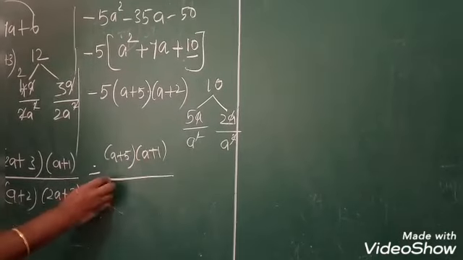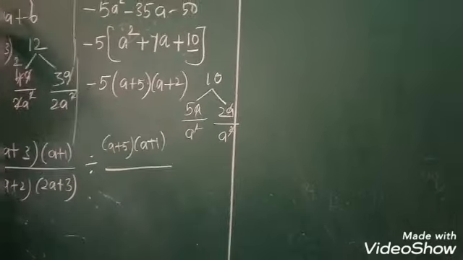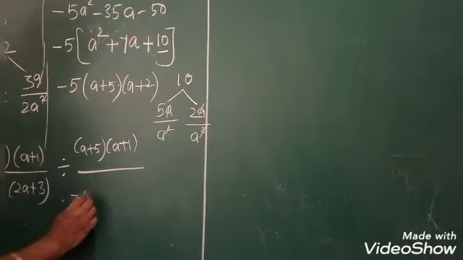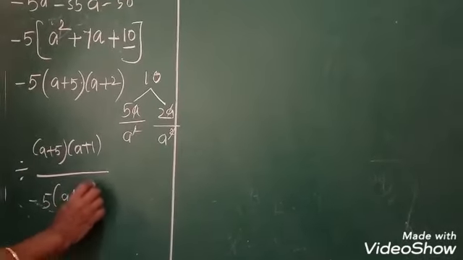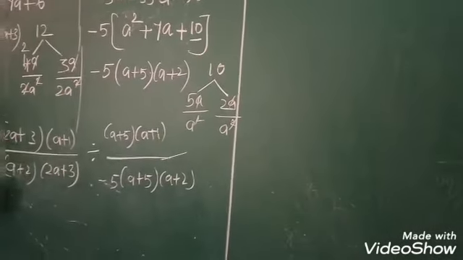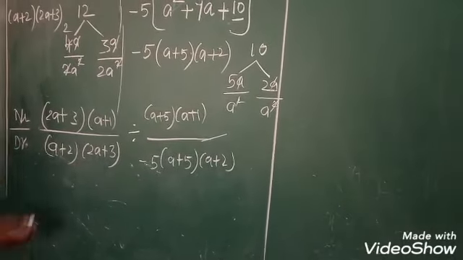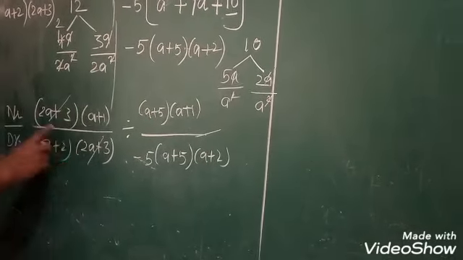Okay. Now I am applying, girls. The last one: minus 5a squared minus 35a minus 50. What are the factors I found here? Minus 5, a plus 5 and a plus 2. These are the factors. The next step, if you want to divide, you have to divide the numerator and the denominator, no problem girls. Here also the numerator is the same.